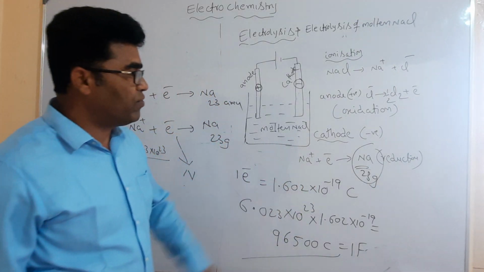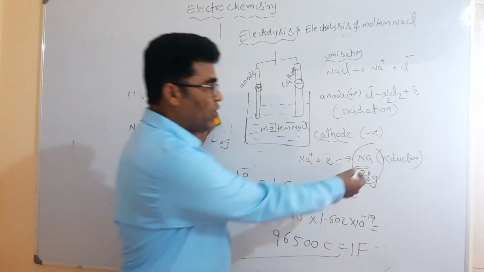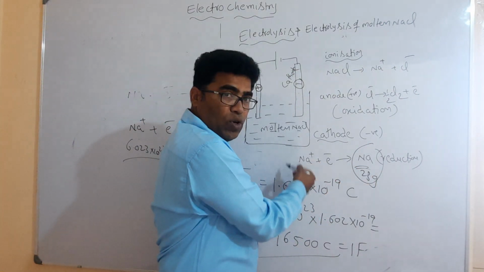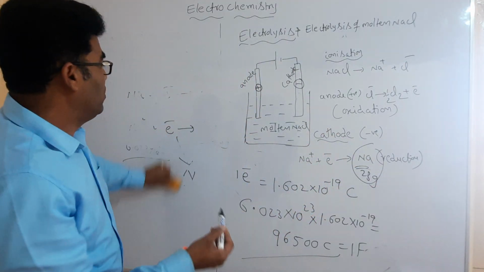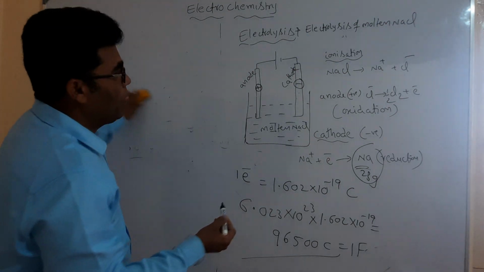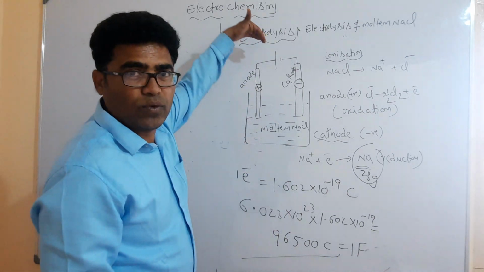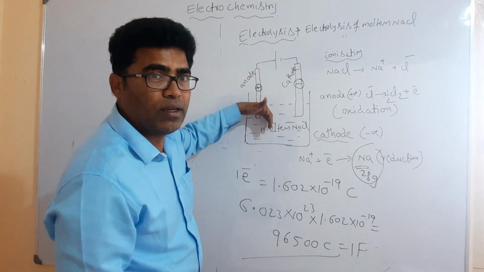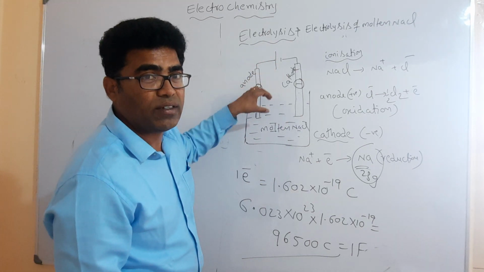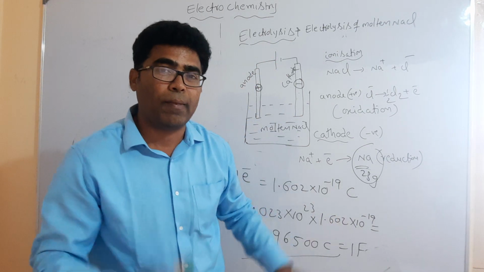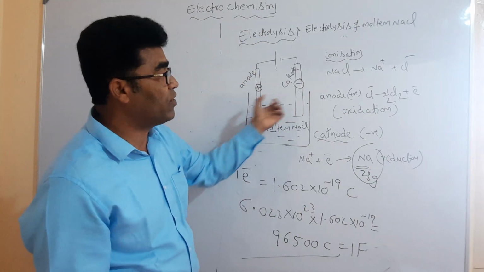So for the deposition of 23 gram of sodium, 23 gram sodium means 1 mole sodium. When 1 mole sodium ions gains 1 mole electrons, then 1 mole sodium is formed. Now you observe, in the electrolysis process, we send electricity into the electrolyte from a source. That means the electricity at anode and cathode is the same, the same source connected to both.